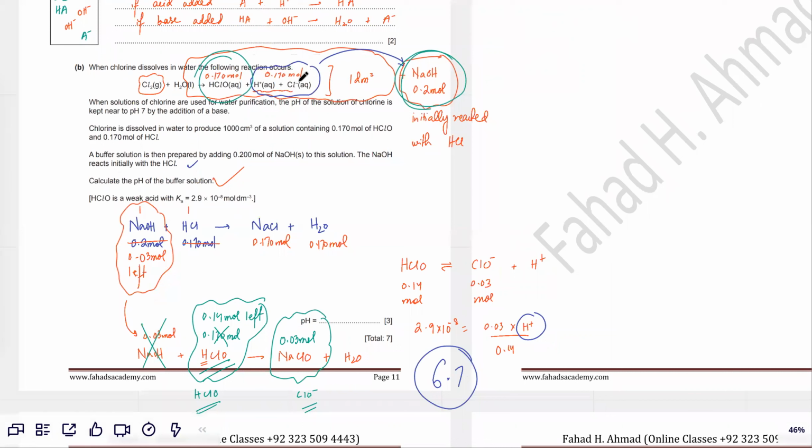0.170 moles of this and 0.170 moles of this were produced. He added 0.2 moles of NaOH. Then he told you exactly that it was initially reacting with this, which meant 0.17 would only react with 0.17. So 0.03 would be left. The remaining 0.03 was reacting with HClO. So out of the 0.17, only 0.14 would be left, and 0.03 would react with 0.03 to produce 0.03. So you found the moles of the conjugate base as well as the weak acid.